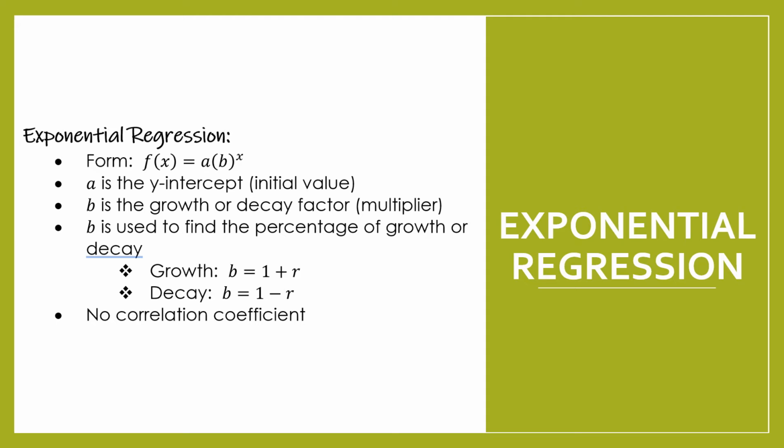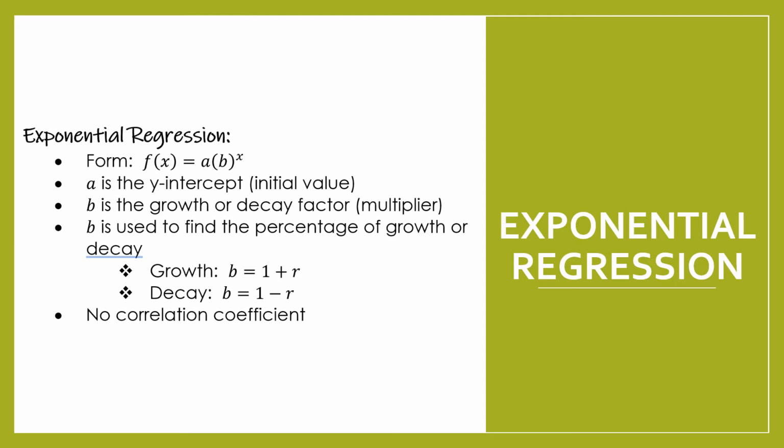So if you have growth, you're going to use b equals 1 plus r. Again, b is your base. For growth, that would have to be larger than 1. And r would represent the rate that it's growing by, and that can be turned into a percentage. So if you were growing by 5%, 5% is 0.05, that would be your r, and 1 plus 0.05 would be 1.05 for your base.